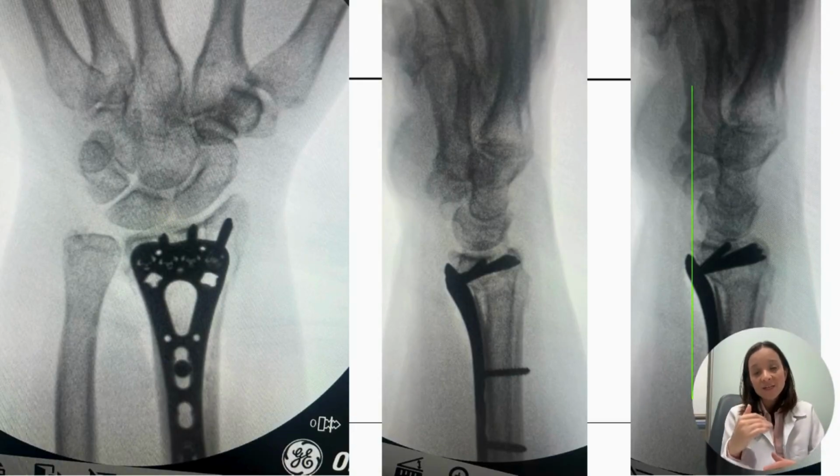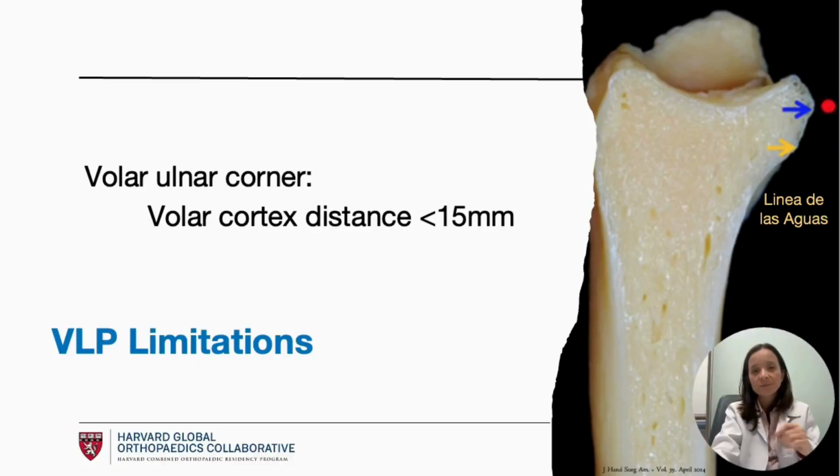However, I had to put it a little bit distal, and even though it hasn't caused any flexor tendinosynovitis yet, that is something to keep in mind during the post-op. Removal might be necessary in some cases. Also, during the procedure, we have to be certain that there are no interarticular screws, which is a complication of going over the watershed line with the plate. Whenever we have a volar cortex distance less than 15 millimeters, we have to start thinking of alternatives to volar locking plates.